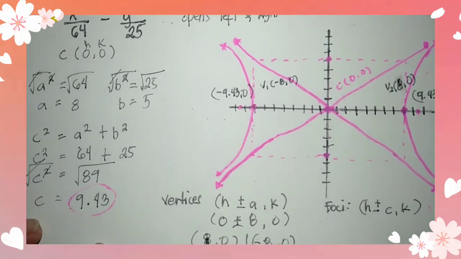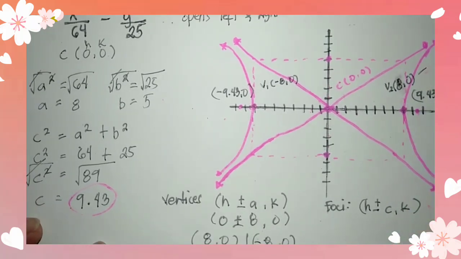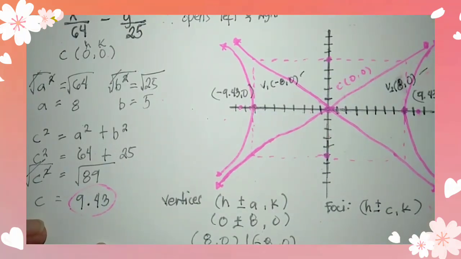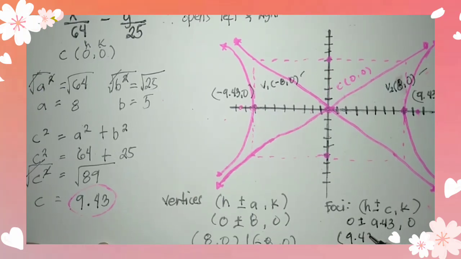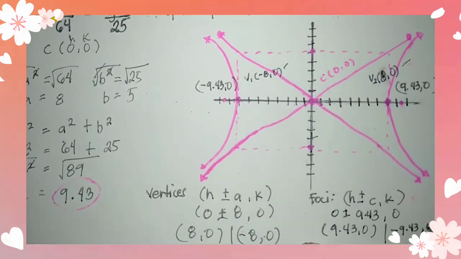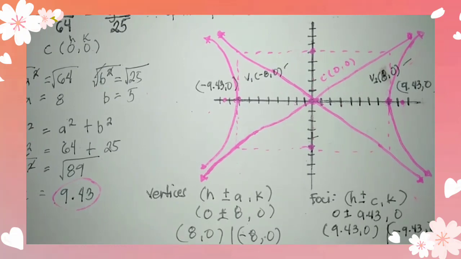Take a look at this. We have vertex 1, 8 and 0. Checked. Negative 8 and 0. Check. Next thing to do is the foci. We have 0 as our H. Positive and negative 9.43. And ang ating K ay 0. So, we have 9.43 and 0. The other one is negative 9.43 and 0. So, take a look at this. We have 9.43 and 0. Check. Negative 9.43 and 0. Check. So, ganun lang kasimple mag-graph ng hyperbola.